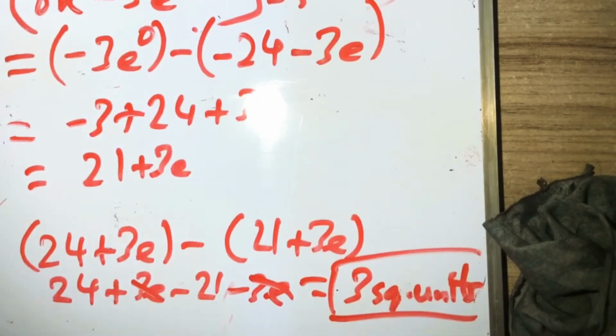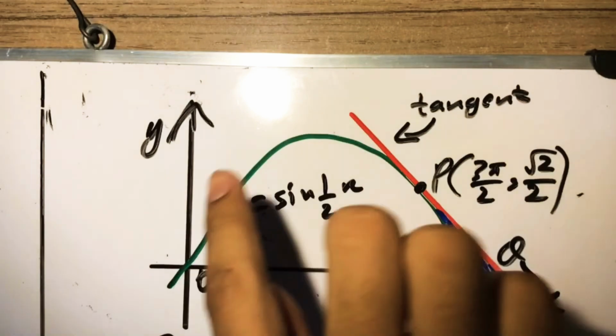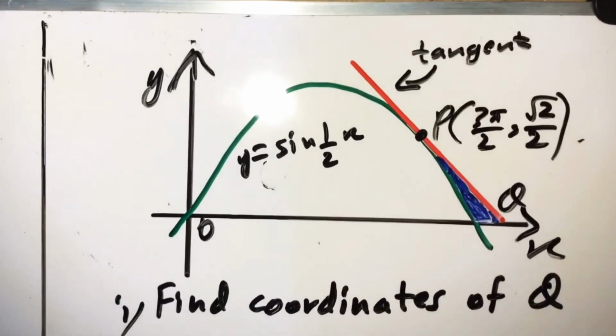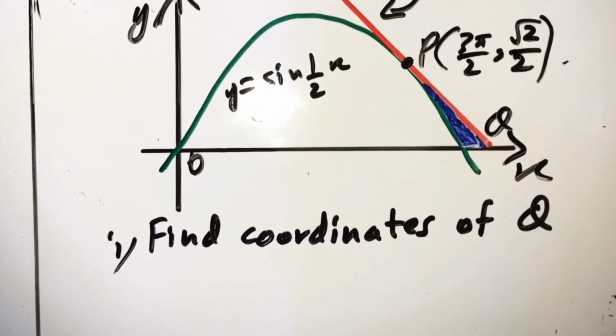That's the final answer. So in this question we have a curve y is equal to sine half x and a tangent to the curve, that is the line in red, at the point P, and this tangent cuts the x-axis at the point Q. You have to find the coordinates of Q. Now for this, first we'll have to find the equation of the tangent.